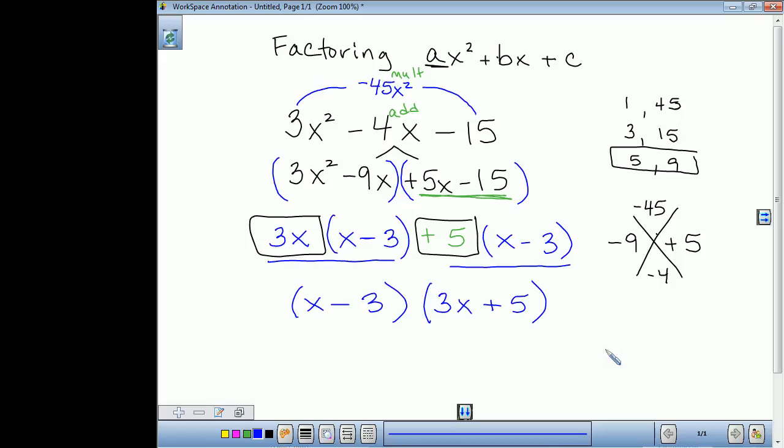What order you put it in doesn't matter, because multiplication is commutative. I could put this first or this first, and there'd be both correct answers. So you could write it either way, and I'll give you 100%.